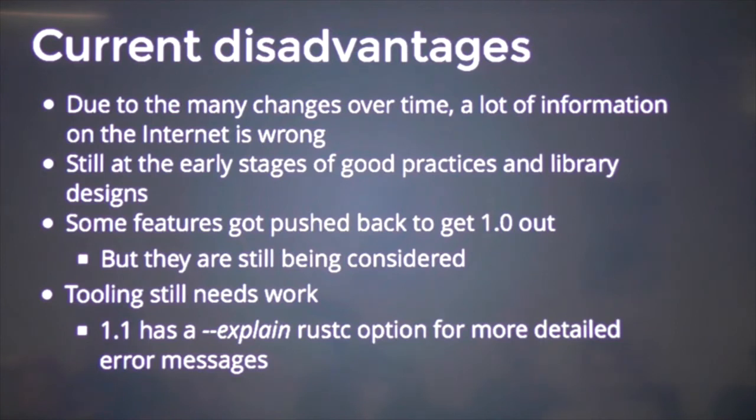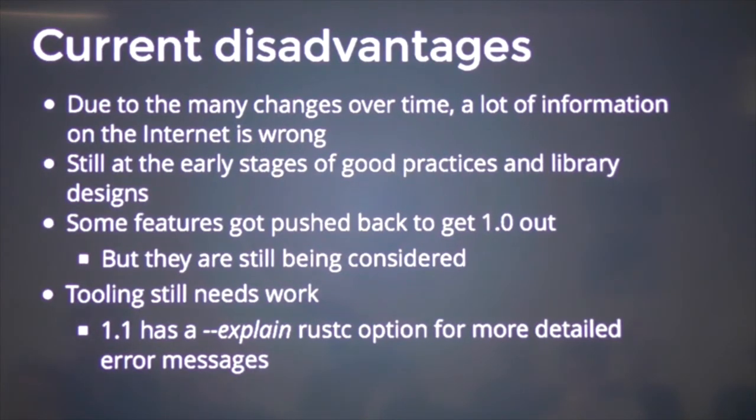As I mentioned, there are a few disadvantages. A lot of the information on the internet is wrong, particularly probably half of Stack Overflow is about previous early versions. A lot of things got pushed out to 1.0, and they're slowly being brought back in, but they just weren't ready yet. And the tooling does need a fair bit of work. The explain Rust option, sorry, it's in 1.1, so it's out, not 1.2, that's added, which is handy.